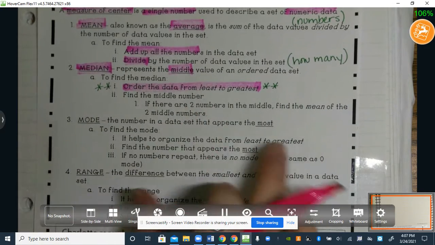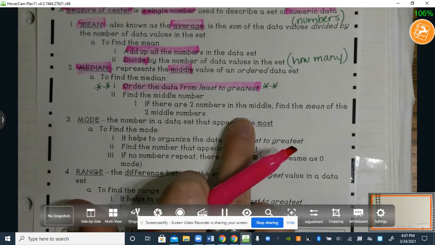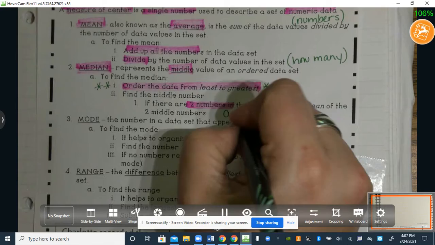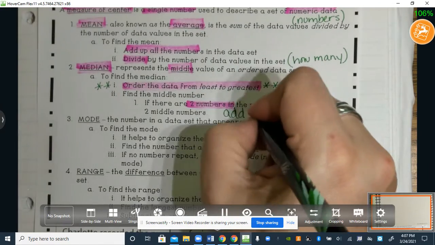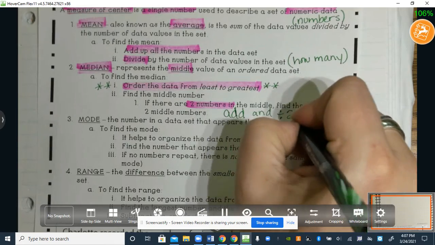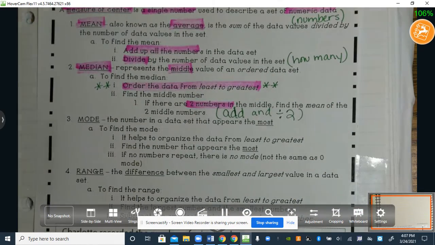So if two numbers are in the middle, find the mean of the two numbers. So if you have two numbers, you add them up and divide by 2 because you added two numbers together. So that's how you would find it.